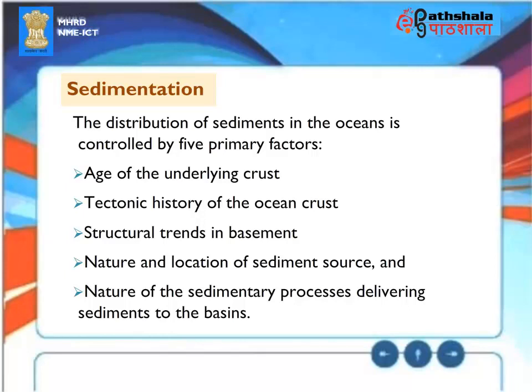Sedimentation. The distribution of sediments in the oceans is controlled by five primary factors: age of the underlying crust, tectonic history of the ocean crust, structural trends in basement, nature and location of sediment source, and nature of the sedimentary processes delivering sediments to the basins.